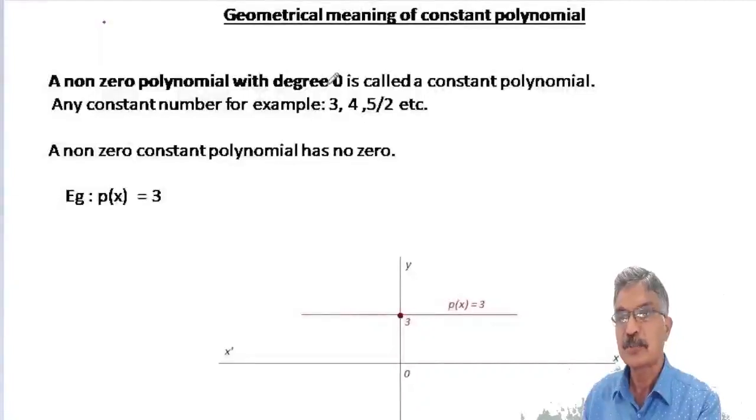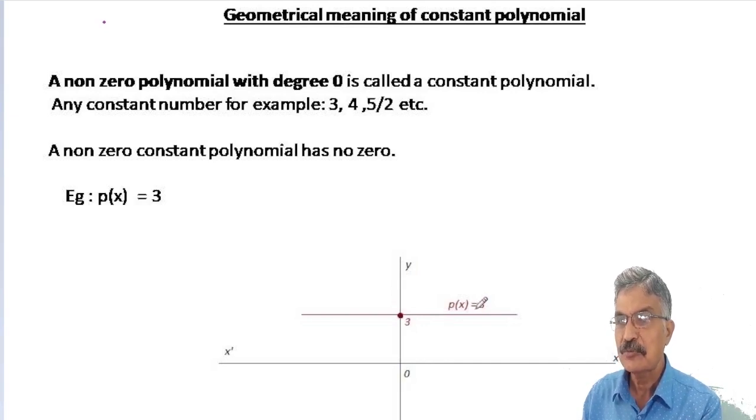First we will look at the geometrical meaning of a constant polynomial. A constant polynomial is a polynomial with a degree 0, a non-zero polynomial with a degree 0. Example, p(x) is equal to 0. We have already studied that a non-zero constant polynomial has no zeros.